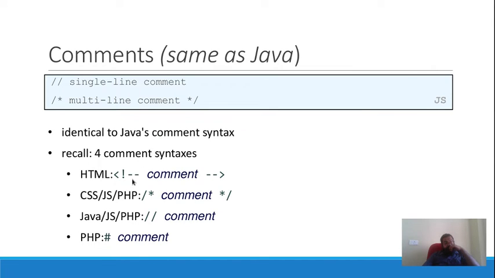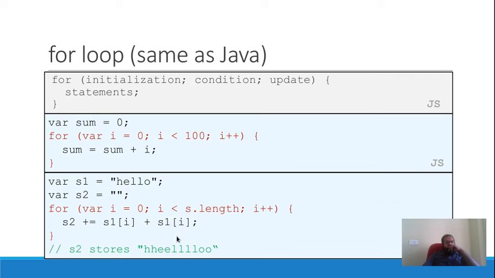And in HTML the comment is given like this: less than, exclamation, hyphen hyphen. So that's the start of a comment in HTML, and then whatever the comment is, and then it ends with hyphen hyphen, right arrow, okay. And in CSS, JavaScript and PHP you have multi-line comments as well as single line comments, okay. And in PHP you can use hash comments also, okay.